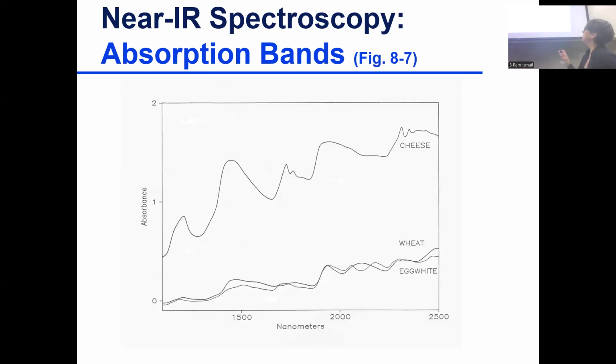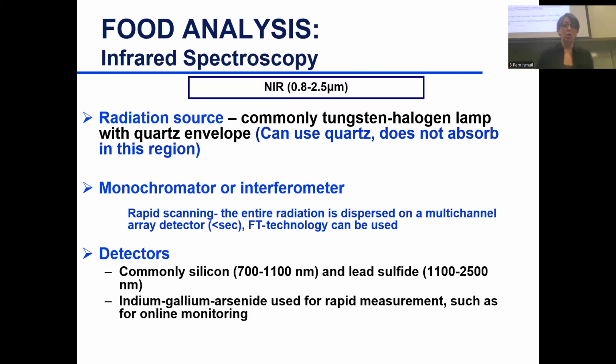And this is the whole spectra, Ali, that you were asking me about. So we know that water is here and here, and in cheese you have a lot of water, so you see large peaks for water, whereas for wheat and egg white you don't have those water peaks. It's just a visual of how the spectra looks.